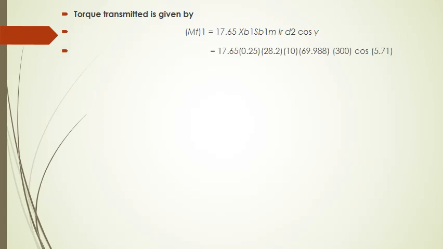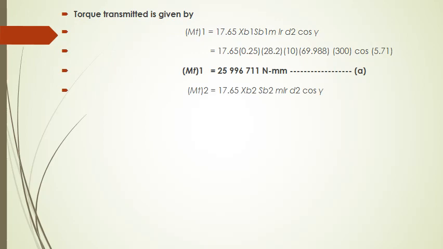Therefore, torque transmitted is given by MT1 is equal to 17.65 into XB1 into SB1 into M into LR into D2 cos gamma. Therefore, substituting the values, MT1 is equal to 17.65 into 0.25 into 28.2 into 10 into 69.988 into 300 into cos of 5.71. Therefore, MT1 is equal to 25,996.711 Newton mm, that is A.